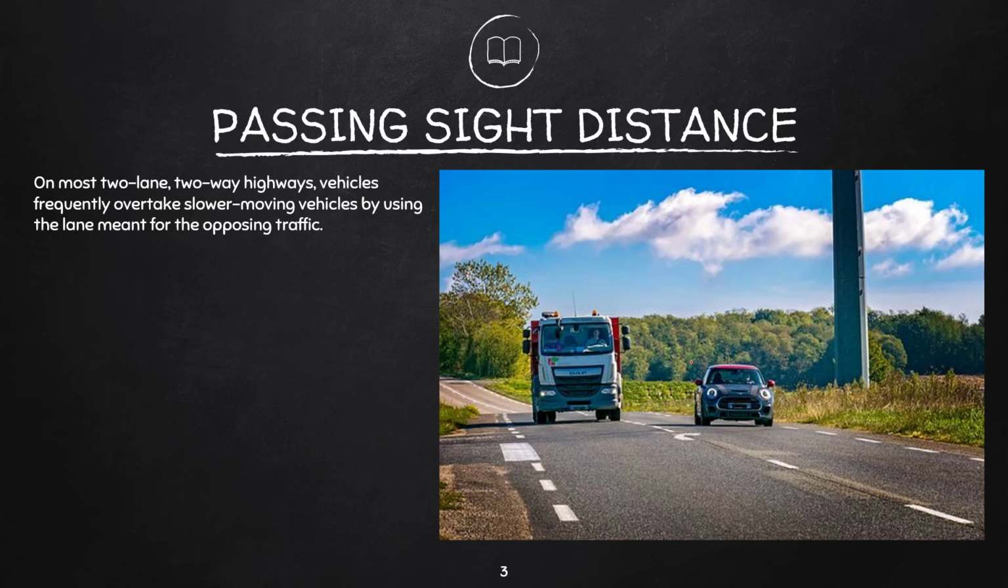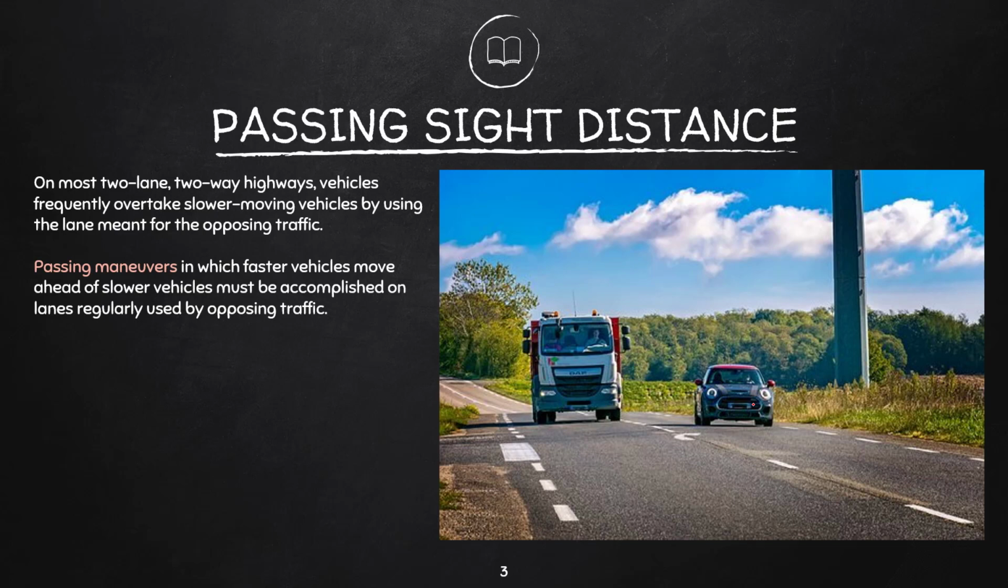So for the car to be able to move freely, he will be overtaking this truck. And to do that, he needs an available passing sight distance because he will be using this lane that is meant for the opposing traffic, and he needs to do the passing before another vehicle that will use this lane, which is originally designed for that direction, will be met by this overtaking vehicle.